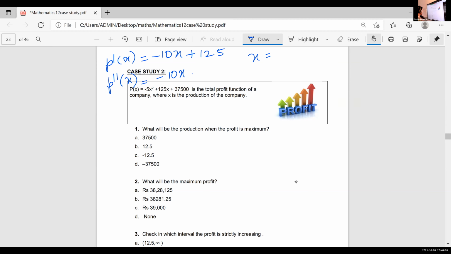What is the maximum profit? First one, what is the answer? Ashwin, what will be the production when the profit is max? 12.5. Yes, correct. It is 12.5. So those are completed. What is the maximum profit? How will you find maximum profit? In the place of x, you substitute P of 12.5. So minus 5 into 12.5 the whole square plus 125 into 12.5 plus 37500. Simplify, you'll get the answer.